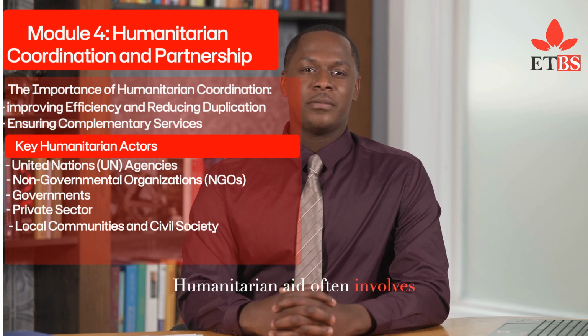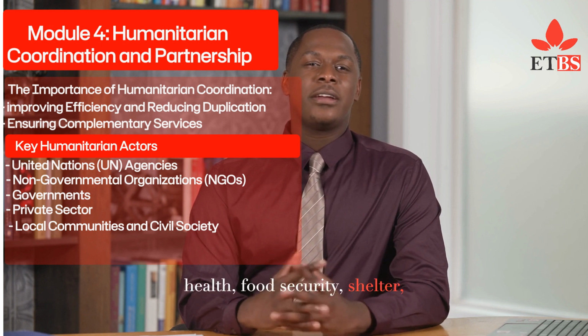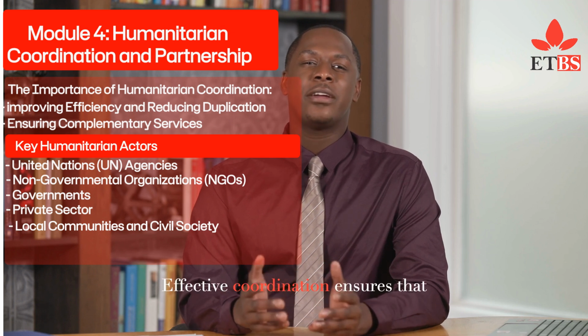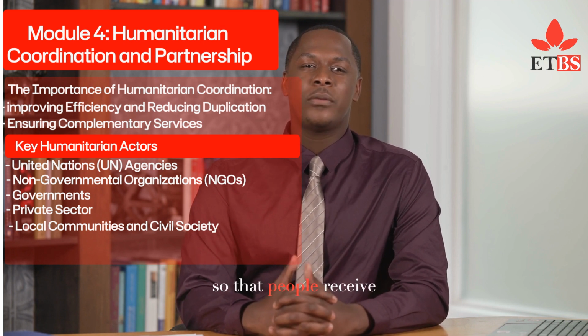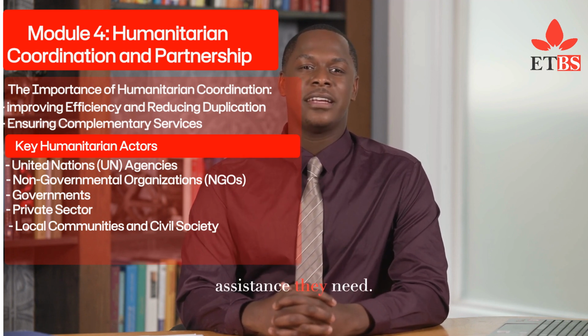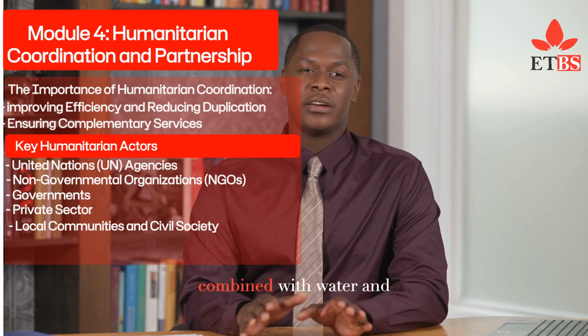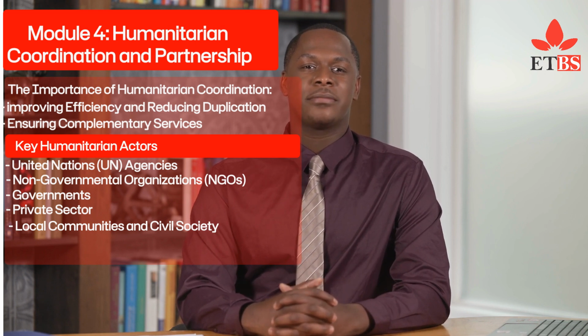Humanitarian aid often involves diverse sectors, such as health, food security, shelter, water, and sanitation. Effective coordination ensures that these sectors are addressed in a complementary manner so that people receive the full spectrum of assistance they need. For example, food distribution may need to be combined with water and sanitation services to avoid the spread of disease. Key humanitarian actors.